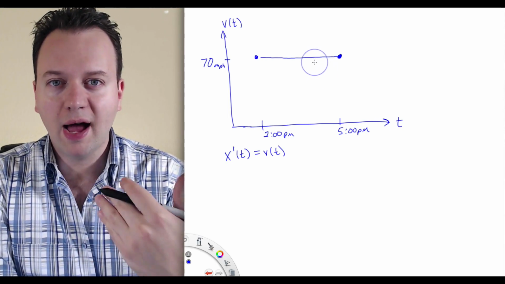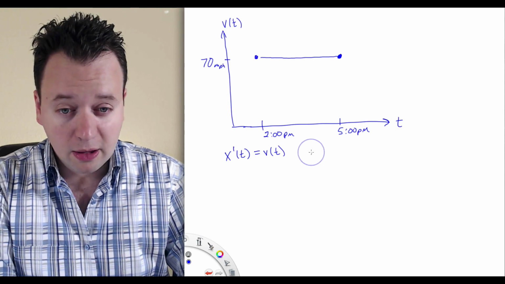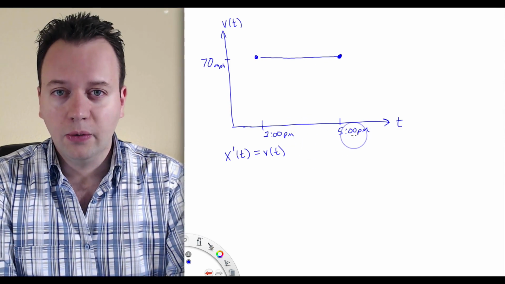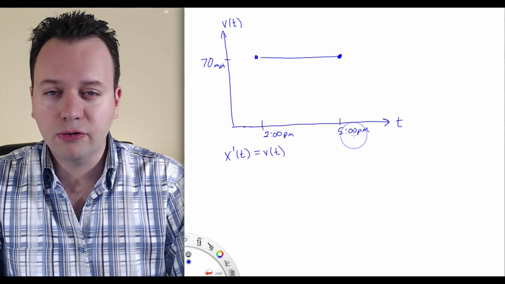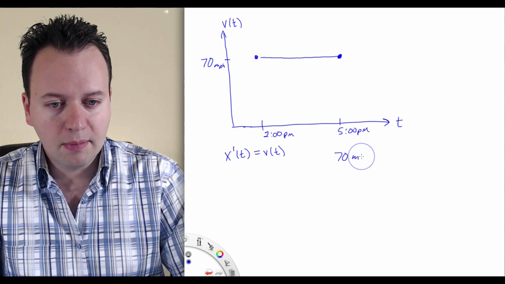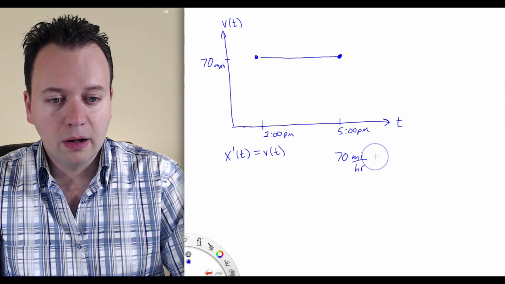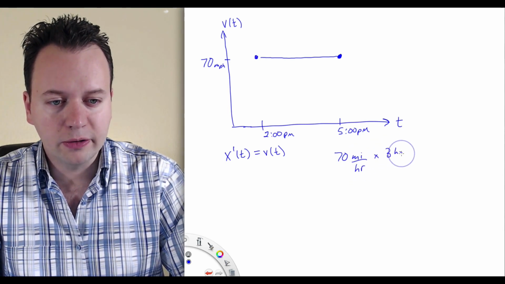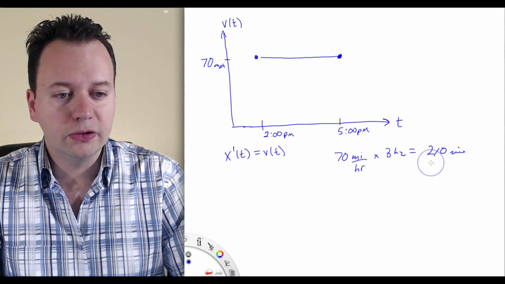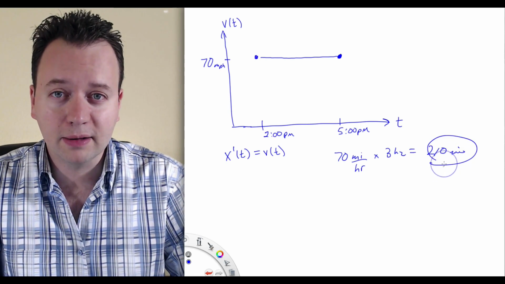If you're driving along the highway at 70 miles per hour and you drive for 3 hours, what's your total distance? Well, it's simple. It's 210 miles. Everybody knows that we take 70 miles per hour, we multiply it by 3 hours, and we get 210 miles. So the total distance is 210 miles.